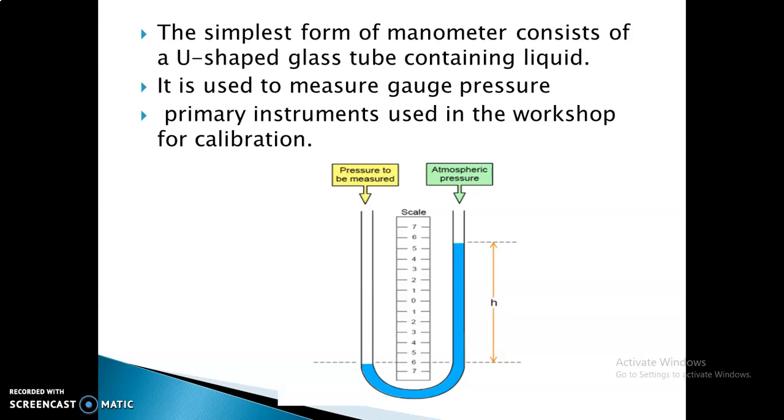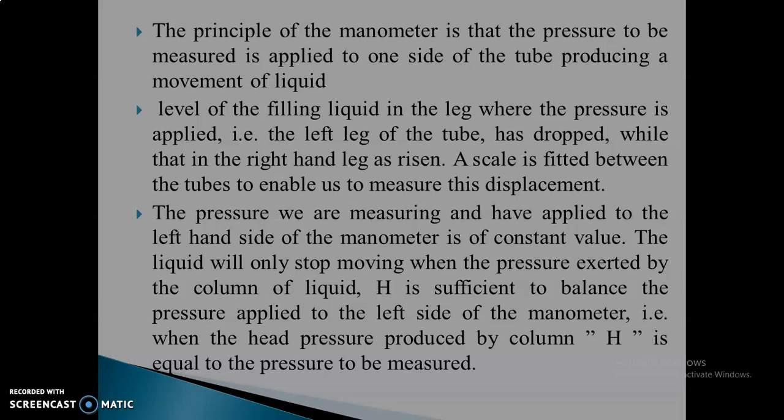And this instrument is primarily used in the workshop for the calibration of differential pressure measurement. In differential pressure measurement, they use the term delta H, which is nothing but the difference between two pressures on both the limbs.